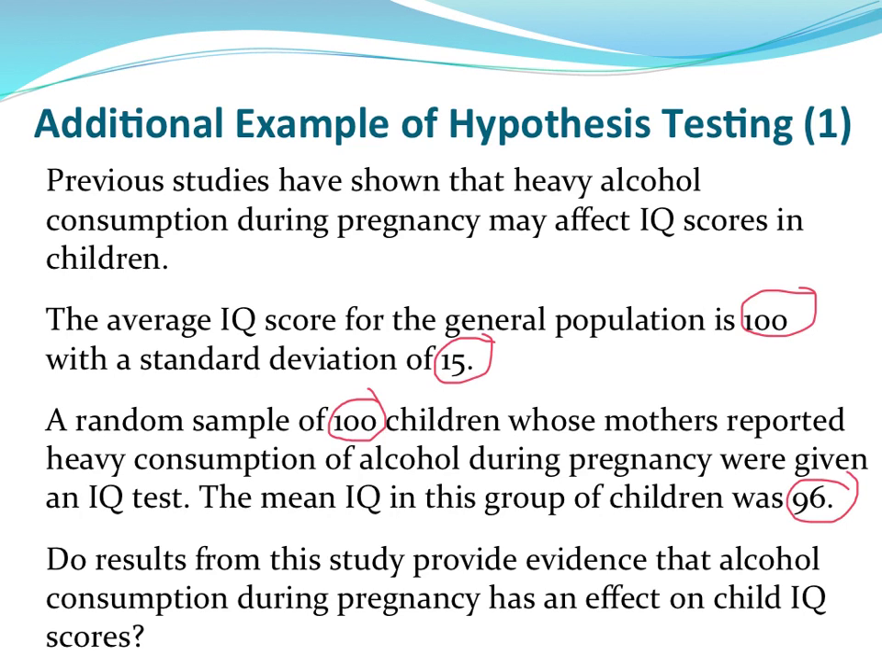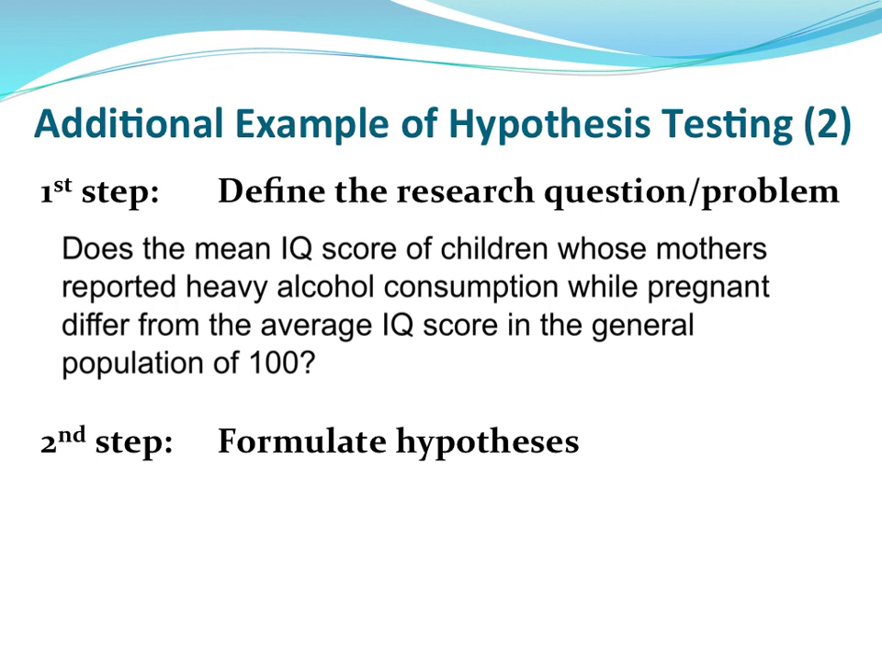96. The researcher is wondering, do results from this study provide evidence that alcohol consumption during pregnancy has an effect on child's IQ scores? So let's go through each of the steps in conducting our hypothesis test. The first step is defining our research question or problem of interest. In this case, our research question would be, does the mean IQ score of children whose mothers reported heavy alcohol consumption while pregnant differ from the average IQ score in the general population of 100?